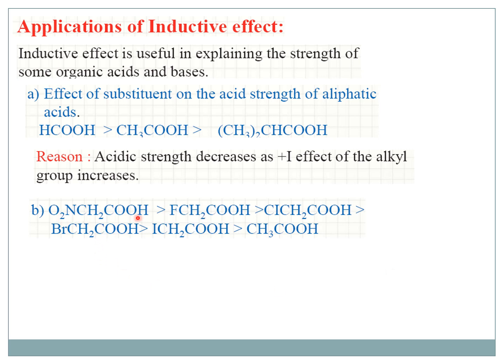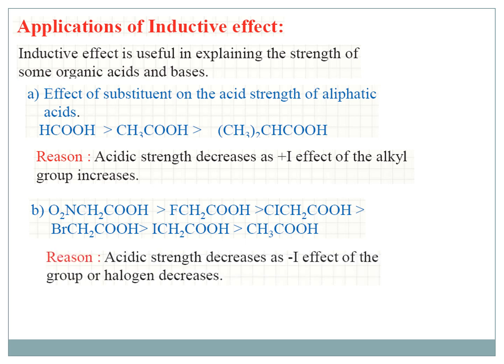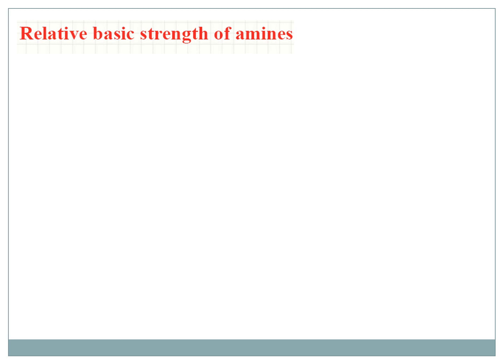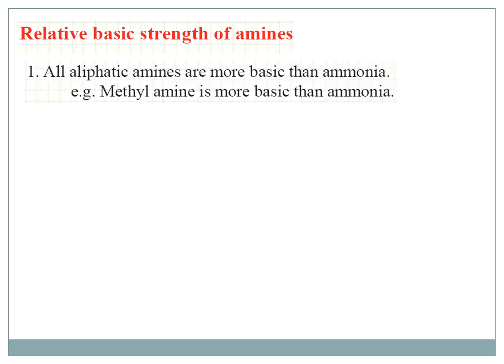Whereas here we see the nitro group, fluorine, chlorine, which are minus I groups. So acidity increases with an increase in the number of minus I groups and also the strength of the minus I effect. As we know, the nitro group has more minus I effect than fluorine and chlorine. Therefore nitroethanoic acid is a stronger acid than fluoroethanoic acid, than chloroethanoic acid, than bromo, iodo, and ethanoic acid. So what we have learned is that the presence of a plus I group decreases acidity and the presence of a minus I group increases acidity.